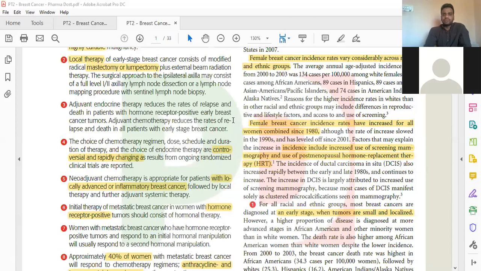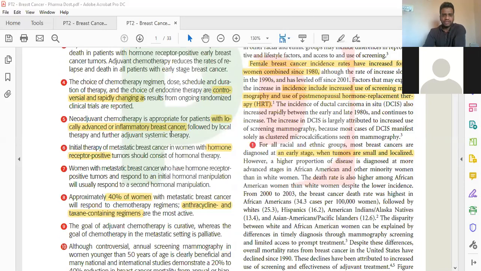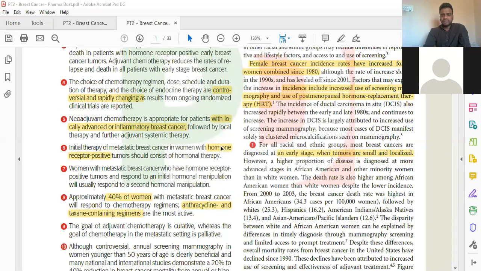So we are going to discuss epidemiology, etiology, a little bit about clinical manifestation, then diagnosis, and then how it can be treated, what treatment modalities we have available for breast cancer. This is just an overview that I gave for this chapter. So now I'm diving into the introduction part. Is this clear? This is just the overview.